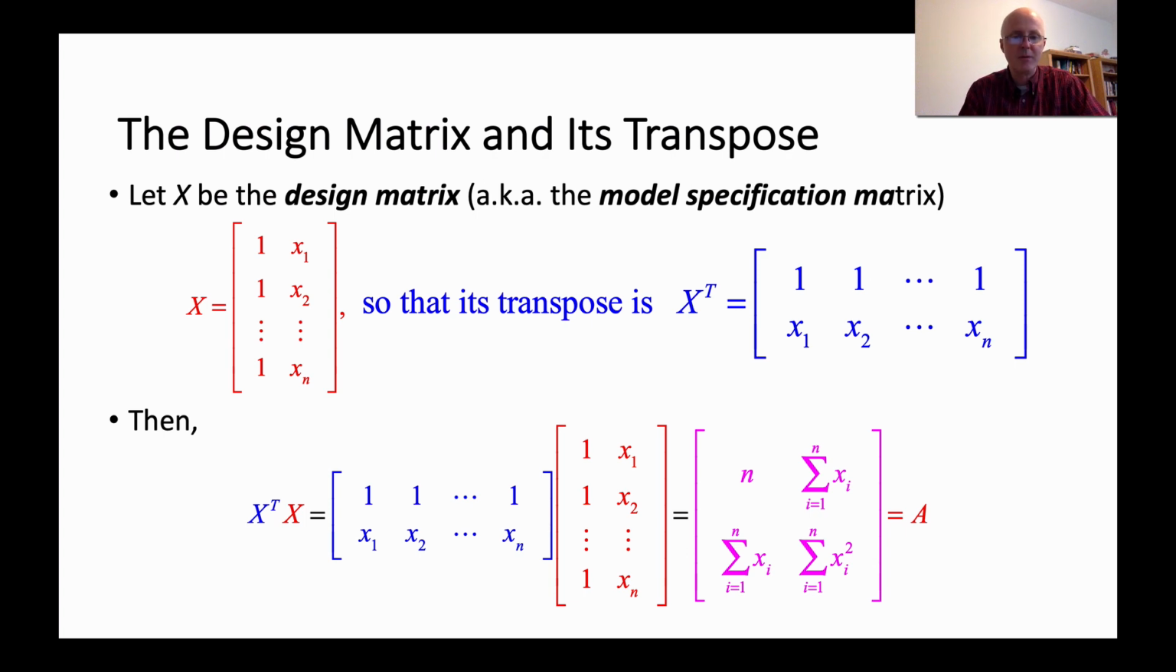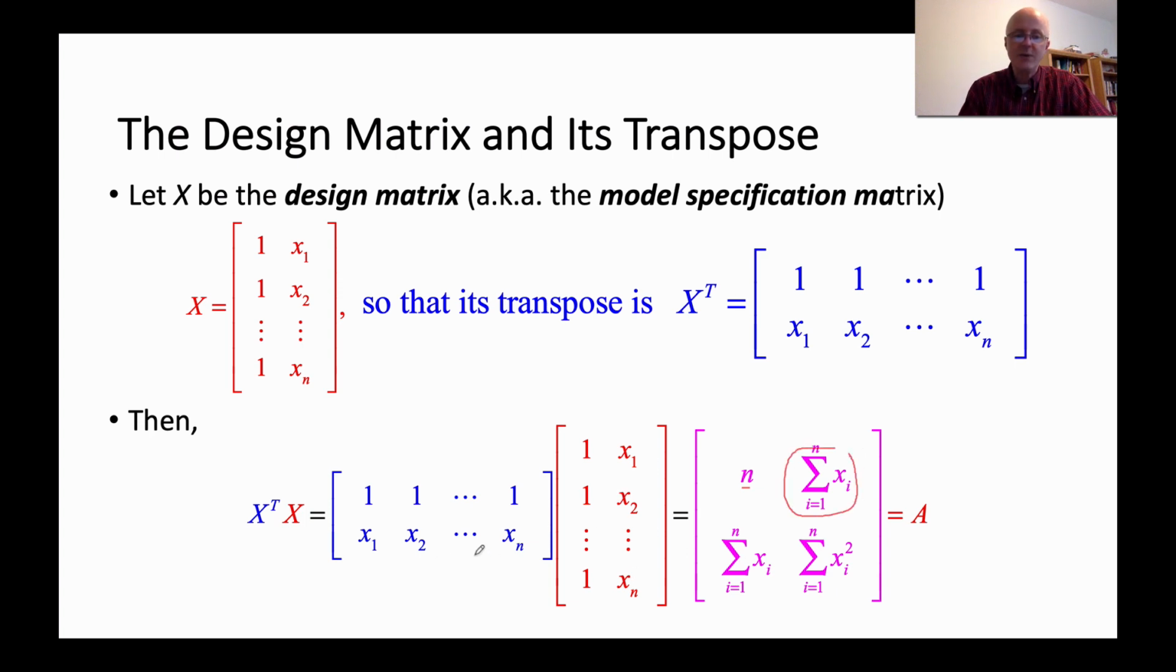And you should confirm in your mind that this multiplication does give us the original A matrix from the normal equations that I had a few slides ago. Think about it. To figure out the upper left entry of the product, I'd multiply 1 times 1 plus 1 times 1 plus dot dot dot plus 1 times 1. That is going to be an n right there. For the upper right entry, I'd multiply 1 times x1 plus 1 times x2 plus etc. through 1 times xn. That's going to be this summation right there.